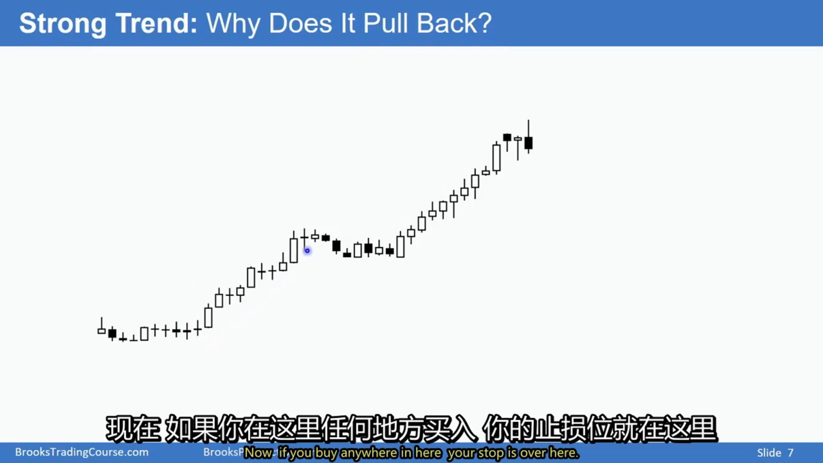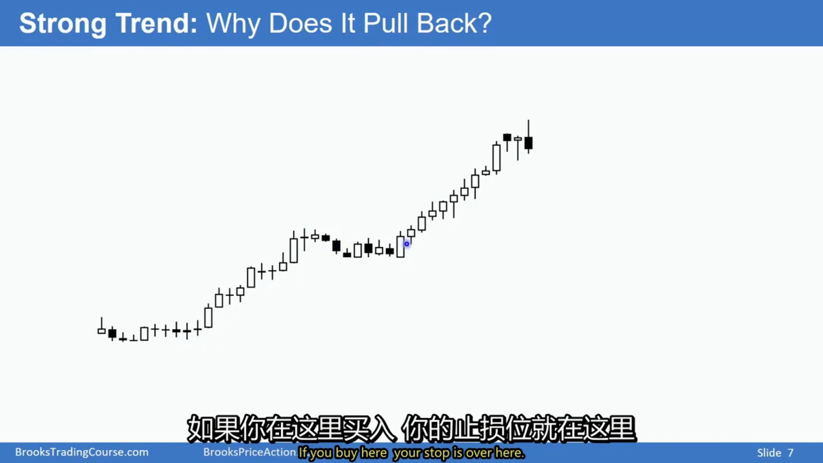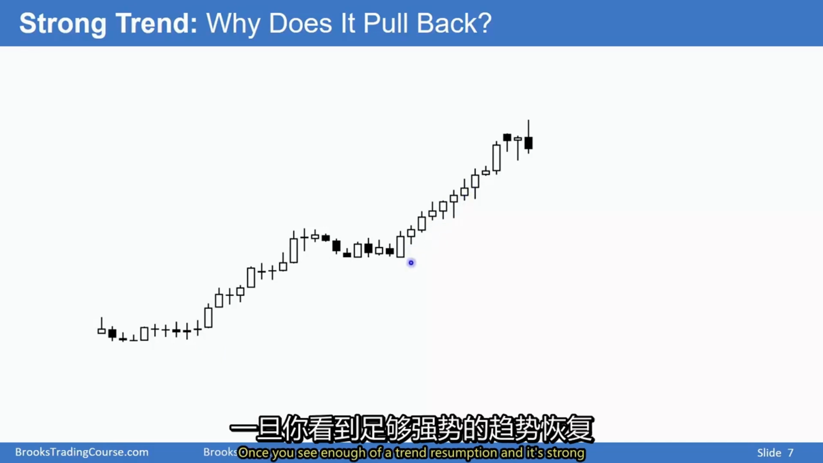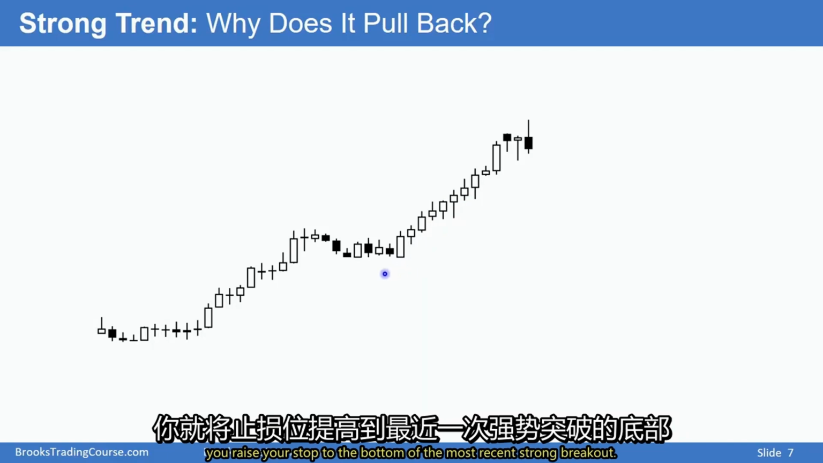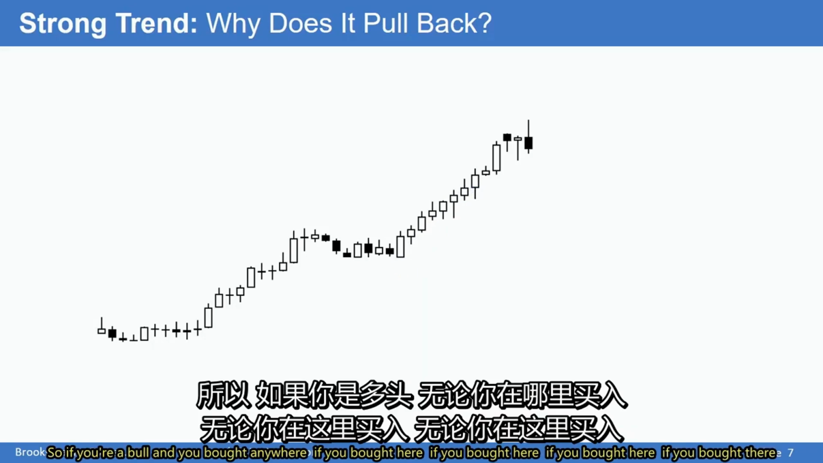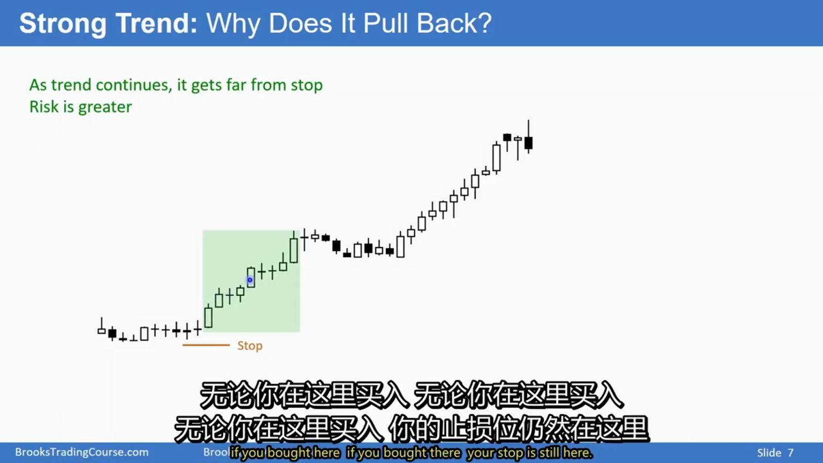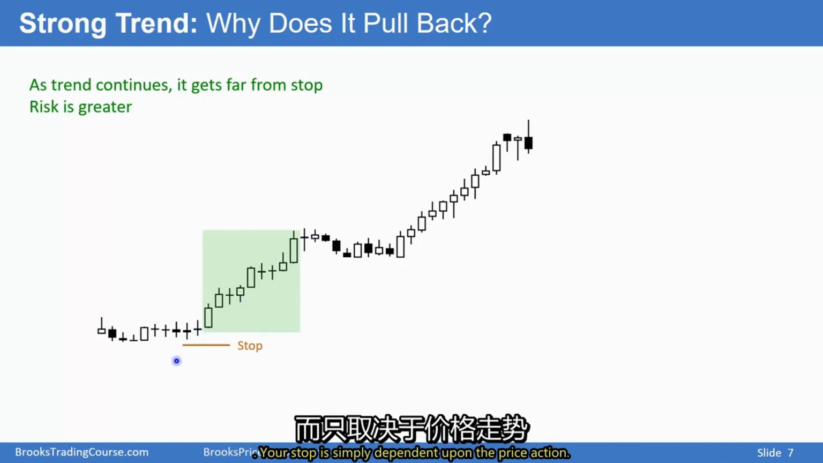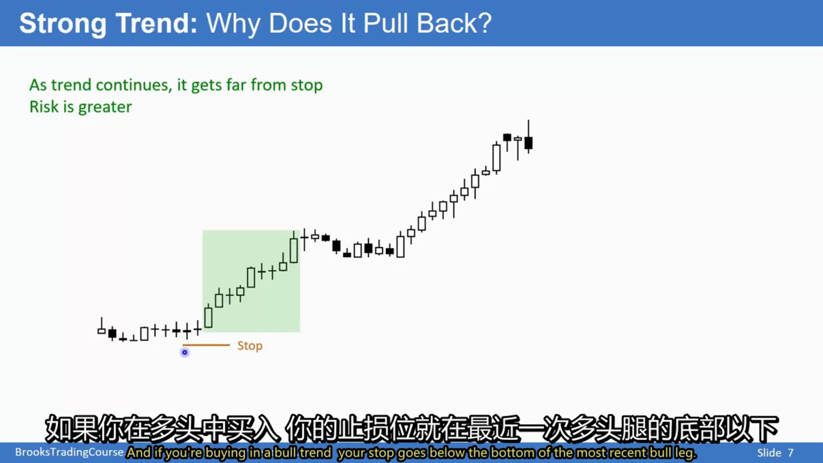Now, if you buy anywhere in here, your stop is over here. If you buy here, your stop is over here. And at some point, you raise your stop. Once you see enough of a trend resumption and it's strong, you raise your stop to the bottom of the most recent strong breakout. So if you're a bull and you bought anywhere, if you bought here, if you bought here, if you bought there, your stop is still here. It doesn't matter where you buy. Your stop is not dependent on where you buy. Your stop is simply dependent upon the price action. And if you're buying in a bull trend, your stop goes below the bottom of the most recent bull leg.